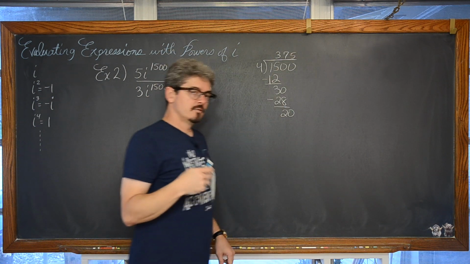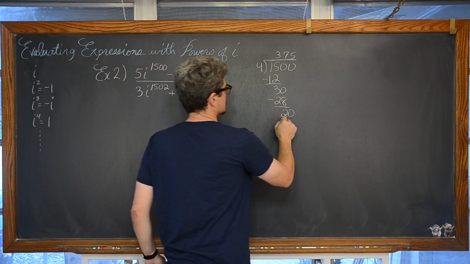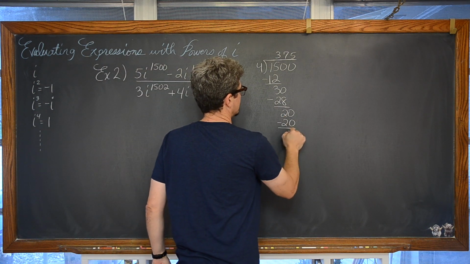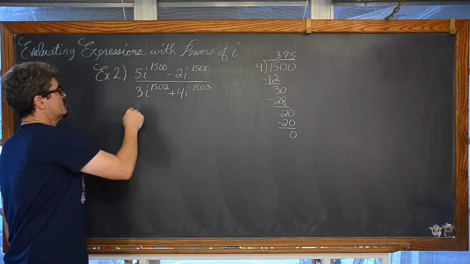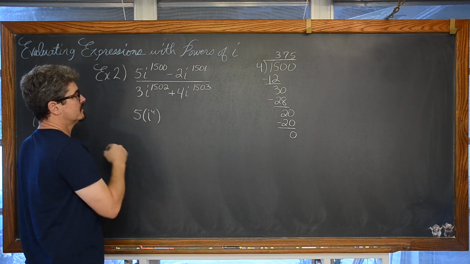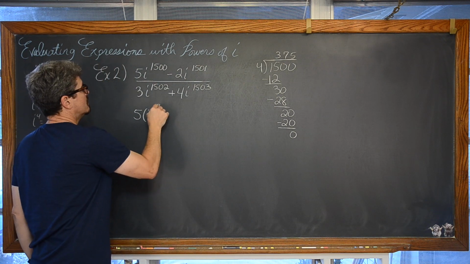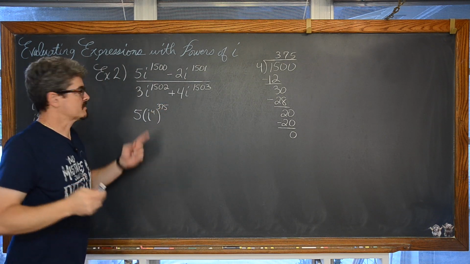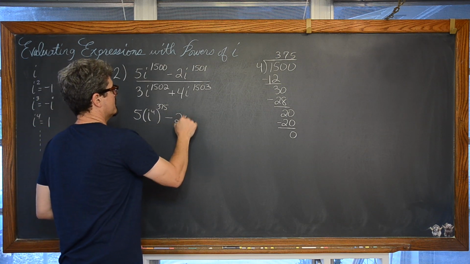So actually, 4 divides evenly into 1500 perfectly. So we have a remainder of 0. 4 is a factor of 1500. That's going to allow me to write 5 times i to the 4th to the 375th power. And yes, this is just going to be 1, but I'm just showing all my work here. We got minus 2i.